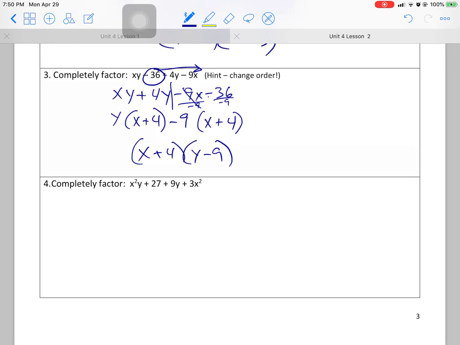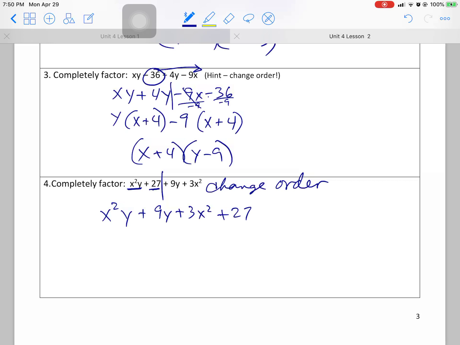Now this one doesn't say to change order, but it looks a little suspicious because I can't take anything out of these two terms. So this turns out to be a change order. They're just not going to tell you, okay? So I'm going to keep the first one the same. I'm just going to move the constant to the end, okay?